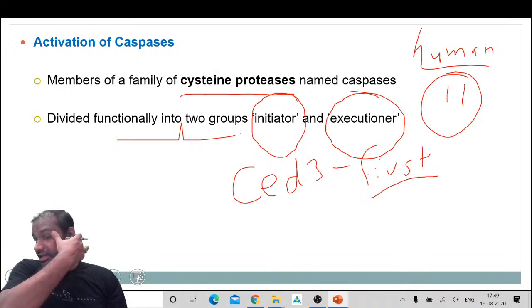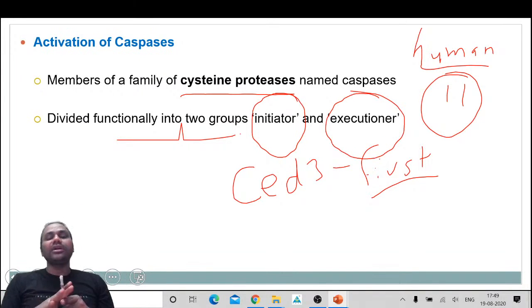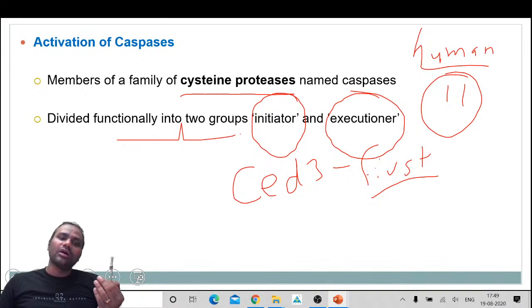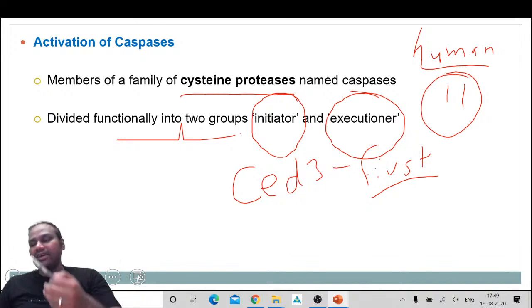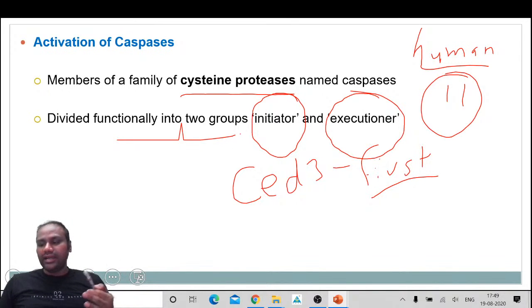Now, this is not very important information, but it can be asked somewhere in the exam. You can get a question such as which one is the first caspase developed, or how many caspases are in humans, with options 7, 6, 10, 11. It's a very easy question, and hence this can be asked in the exam.